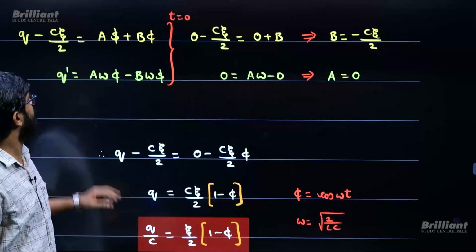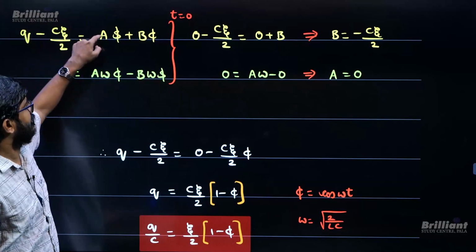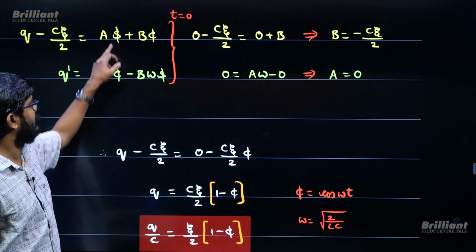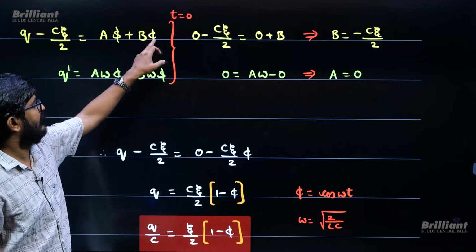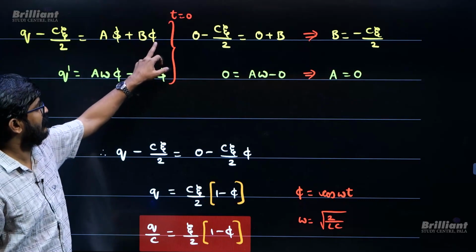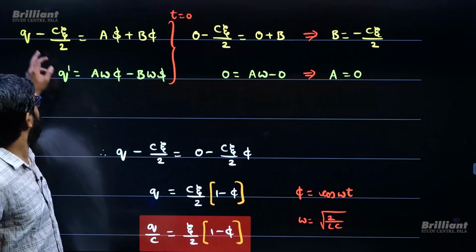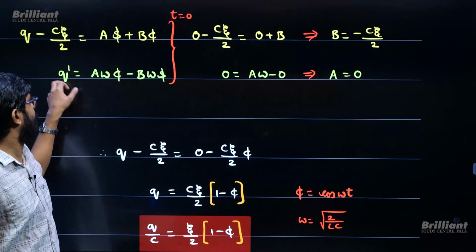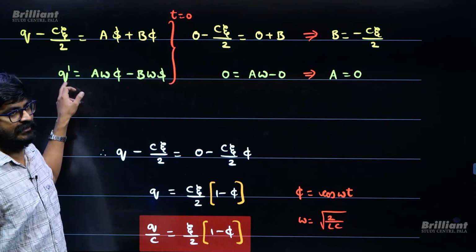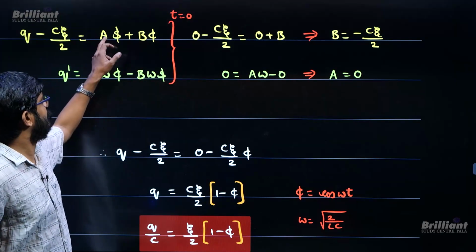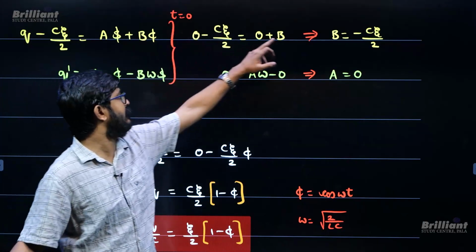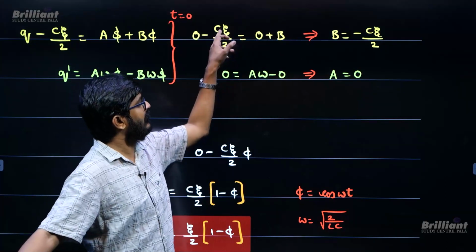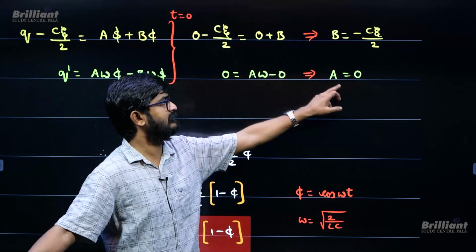The general solution is going to be x equals a sin omega t plus b cos omega t. If I differentiate it, I will be getting q dash equals a omega cos omega t minus b omega sin omega t. Now at t equals 0, what was the charge on the capacitor? It was 0. And at t equals 0, what is the rate at which the charge is getting accumulated, or the current in the capacitor? It is 0. At t equals 0, this is going to be b, this is going to be a omega, and this is going to be 0. From here b will be minus CE by 2, and from here a will be 0.